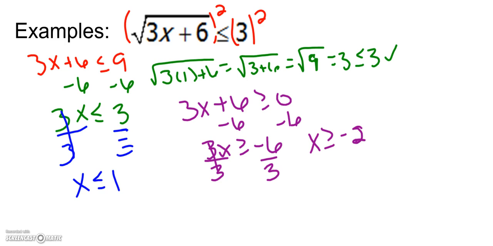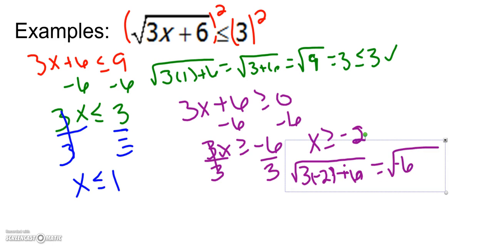Now we need to plug that back in to check. So I have the square root of 3 times negative 2 plus 6. So that's equal to negative 6 plus 6, which is equal to the square root of 0, which is 0. And 0 is less than or equal to 3, so we are good.